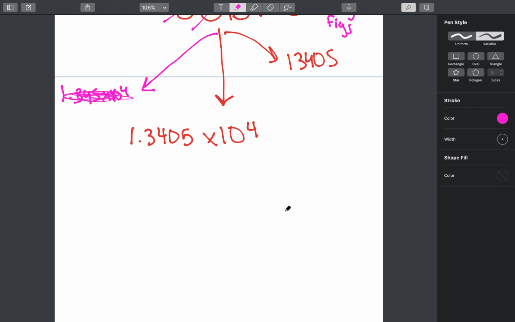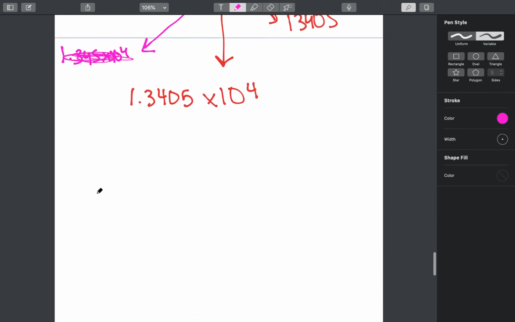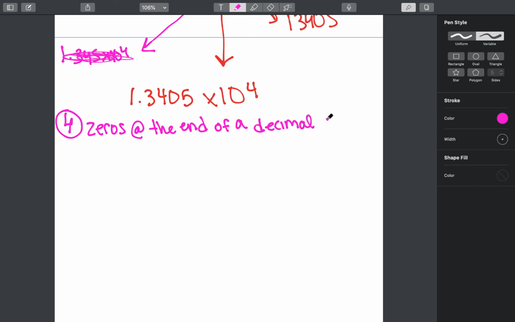There's also another rule you need to know for decimals, because decimals are sort of a special case, because decimals are basically used to imply how precise your measurement is. So zeros at the end of a decimal are always significant. Why?